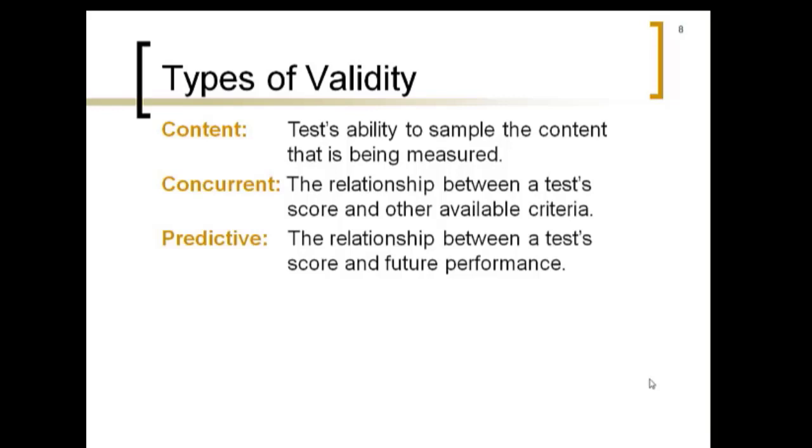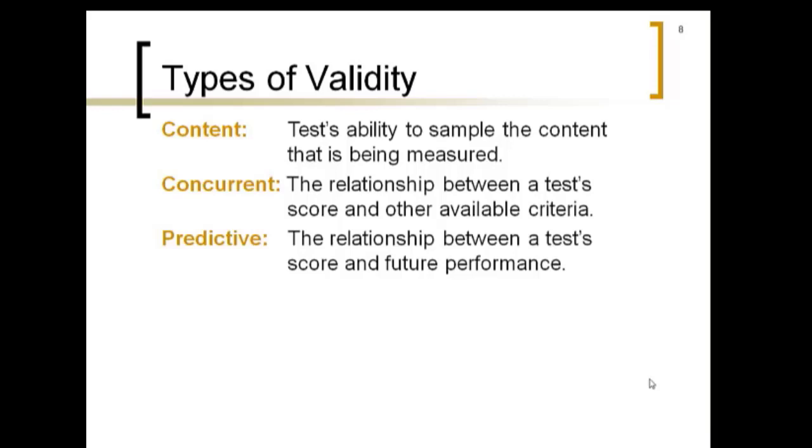So this is the relationship between a test score and other available criteria. So let's say that we have produced a standardized test for reading. We could have concurrent validity if a student's performance on our reading test also was highly correlated with their performance on reading in the classroom.